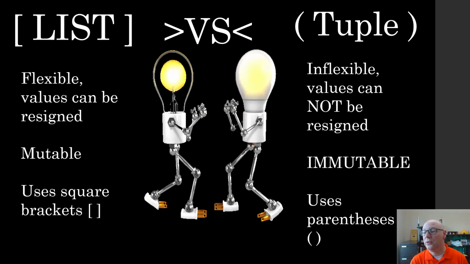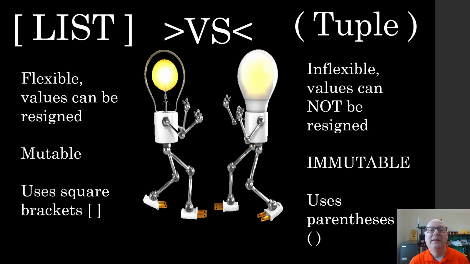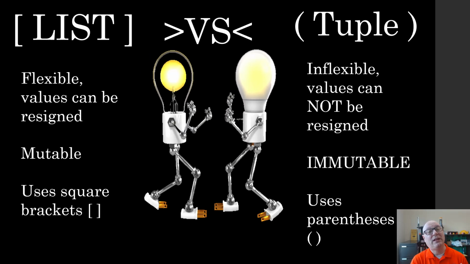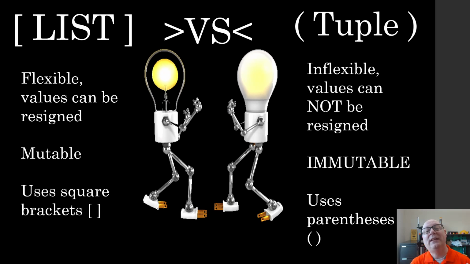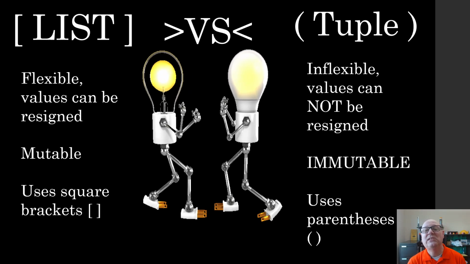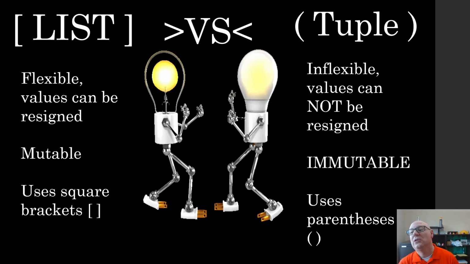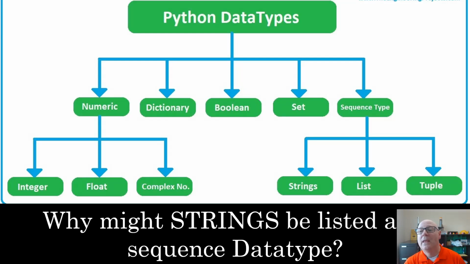A tuple, on the other hand, is inflexible and the values can't be reassigned. That sometimes has an advantage. Although you can access the elements, you can't edit the elements. And instead of using the square brackets, we use the round parentheses when creating a tuple. So Python has different data types, and there's an entire class you'll take called data structures, where you'll talk more about these advanced data types.